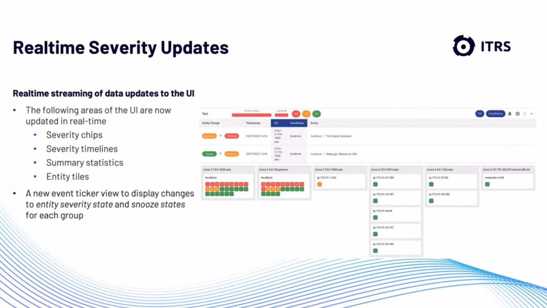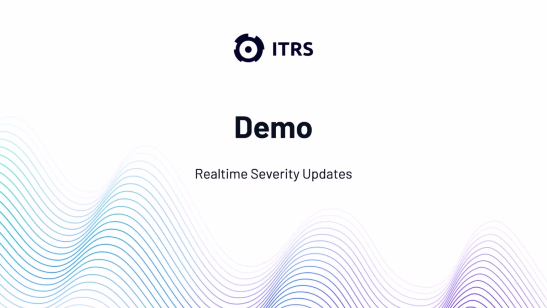As mentioned before, we're going to delve deep into this feature, which is the real-time severity updates. This feature enables real-time streaming of data updates, that is severity changes, to the UI. The areas of UI that are now updated in real time include the severity chips, severity timelines, summary stats, and entity tiles. The new event ticker view displays changes to entity severity state and snooze states for each group that has been configured by the user. So now I'm going to do a demo of the real-time update functionality.